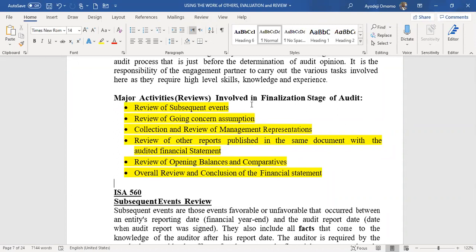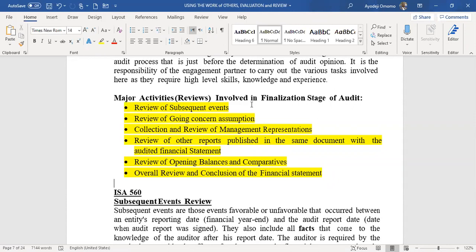Now, somebody should tell me, Onyeka, when you are talking of these subsequent events or events after reporting dates, what is your understanding of this? You don't need to be wrong, you don't need to be right. I just want to know what your understanding is. When you understand it from the financial reporting point of view, then you can easily understand it from the audit point of view. What's your understanding?